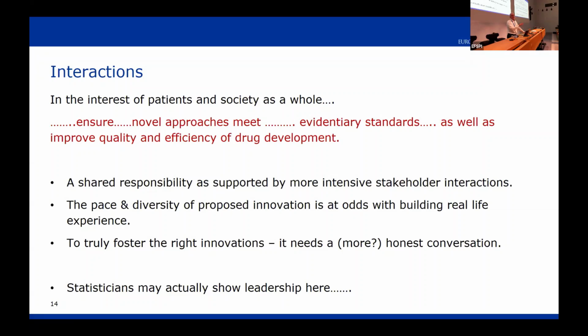So we can't say, well, let's wait for every innovation until we've built up enough practical experience, because then we lose very valuable time and opportunities. So I would like to foster the right innovations, but that might need somewhat of a different conversation than we typically have. And I've called it, it needs an honest conversation.